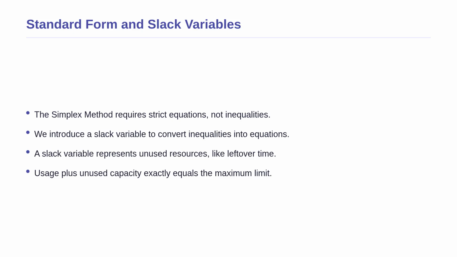Before we can apply this edge-walking algorithm, we have to prepare our mathematical model. The simplex method cannot work with inequalities. It requires strict equations to maintain a perfect balance. We achieve this by introducing something called a slack variable to each constraint. Think of a slack variable as an imaginary container for your unused resources, like leftover factory hours or extra materials. If you have a maximum limit of 18 hours, your actual usage plus the unused slack time must exactly equal 18. This simple trick allows us to use standard algebra to solve complex optimization problems.